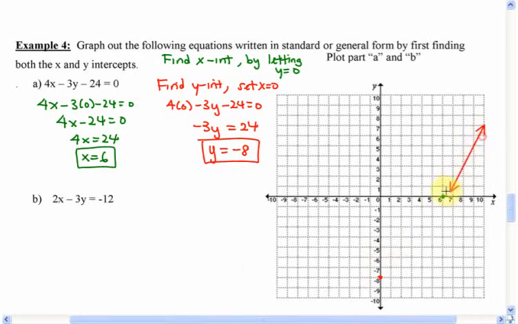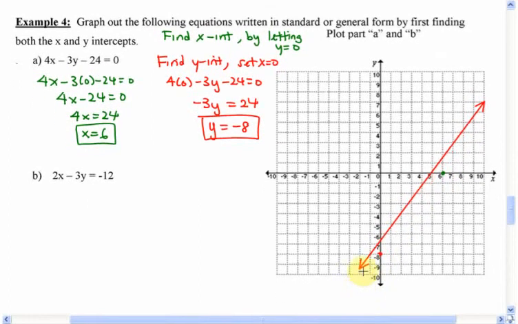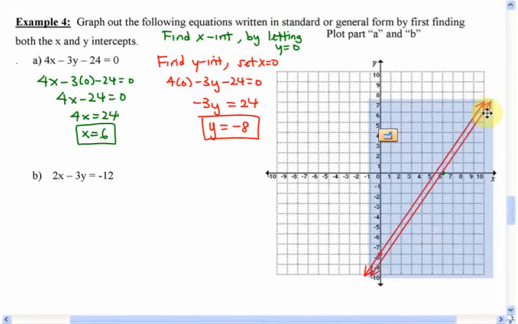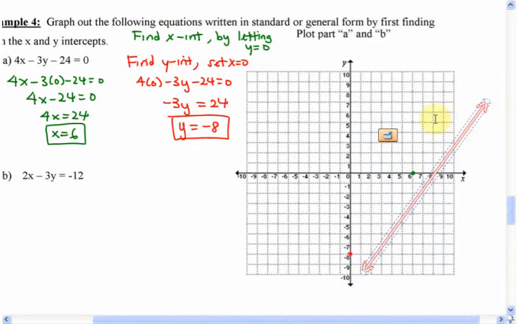Draw your line. Whoa! That's not very good. Let's see if I can move it. You get the idea. Okay? Let's make that bigger. There you go. There's A. Okay? You try B on your own.